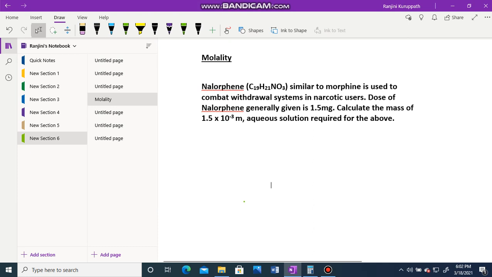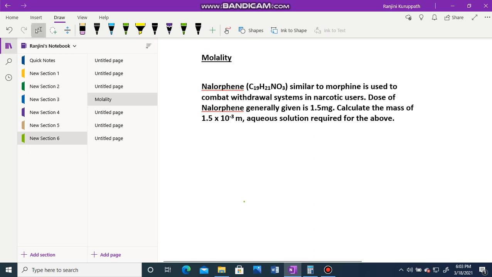This is a fusion type question combining chemistry in everyday life and solutions. So you have two medicines, nalorphine and morphine, used for withdrawal symptoms. That means any depression case, they are narcotic medicines. And for a patient having such withdrawal symptoms, the doctor is supposed to give 1.5 milligram of nalorphine. And what is given is the molality.